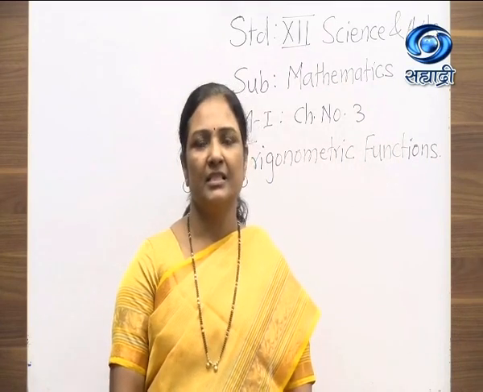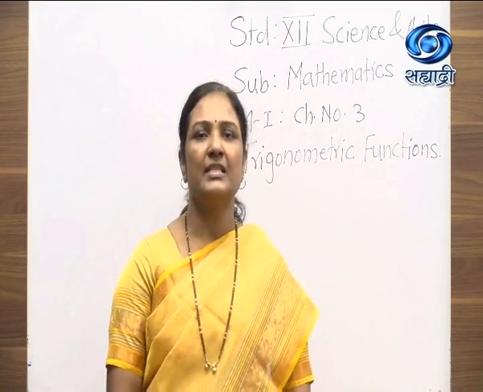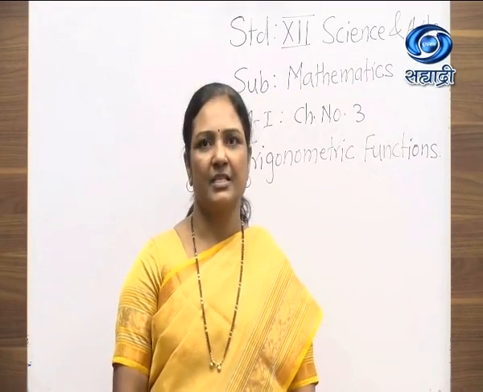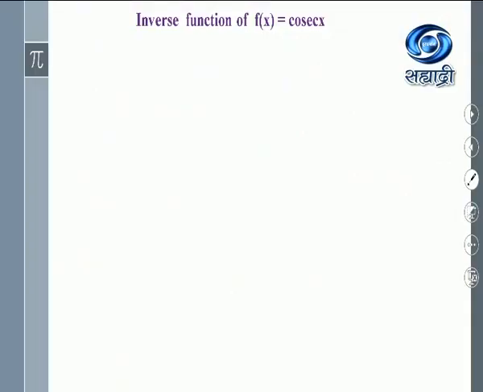In the previous session, we have learned the inverse trigonometric functions, that is sine inverse, cos inverse and tan inverse. In today's lecture, we study the remaining inverse functions. Let us study the inverse function of cosec x, that is f(x) equal to cosec x is the function. We are finding its inverse, that is cosec inverse x, or any variable you can use in the function. For these intervals, cosec inverse is defined.